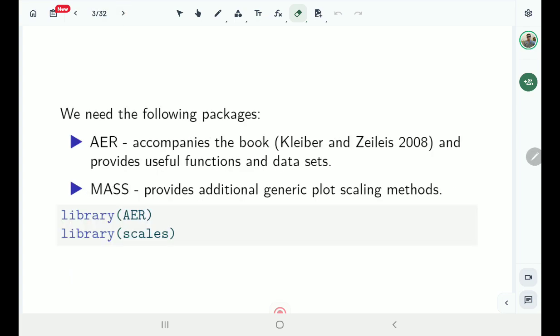So to work with this lecture, to perform computations of this lecture, you have to download two libraries. One is AER, Applied Econometrics with R, and Math library, and also Scale library. Scale library is providing you with generic plot scaling methods in plot function.